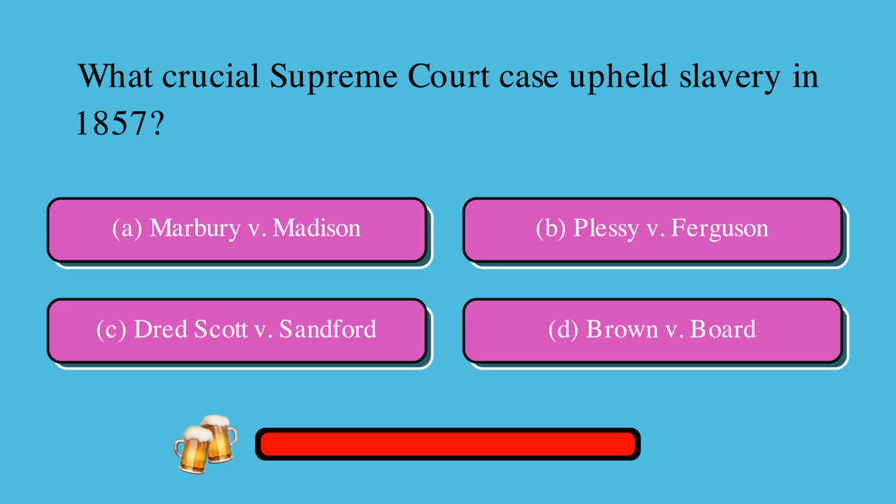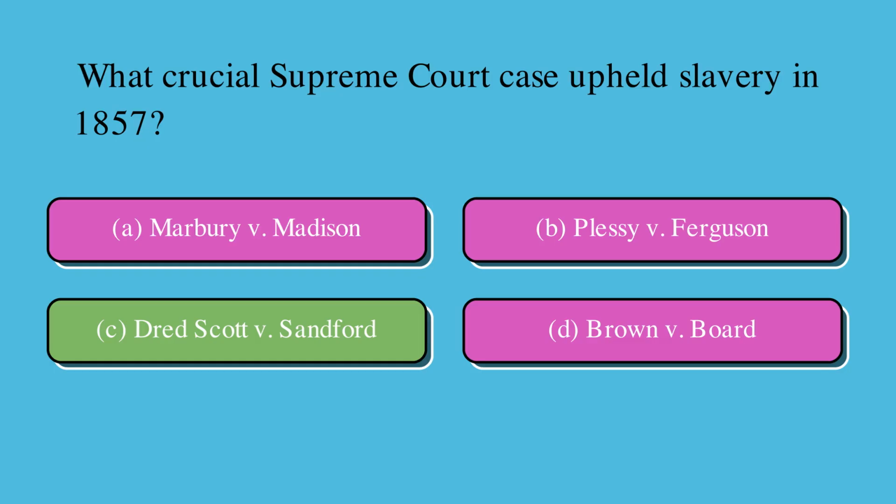What crucial Supreme Court case upheld slavery in 1857? Is it A. Marbury v. Madison, B. Plessy v. Ferguson, C. Dred Scott v. Sanford, or D. Brown v. Board? The correct answer is C. Dred Scott v. Sanford.